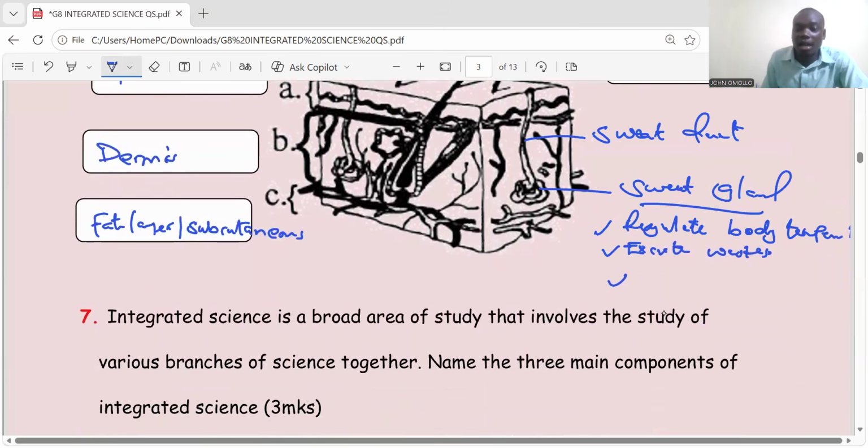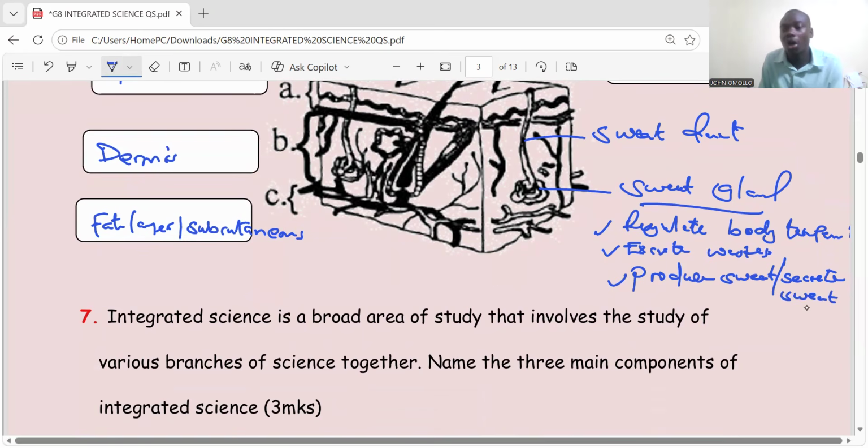And the last one, the role of the sweat gland is to produce sweat. That is the most common role of the sweat gland. Produce what? Sweat. Another student who doesn't want to use the word produce will always use the word secrete. He will always say secrete sweat. All mean the same. Yes, let's move to number 7.